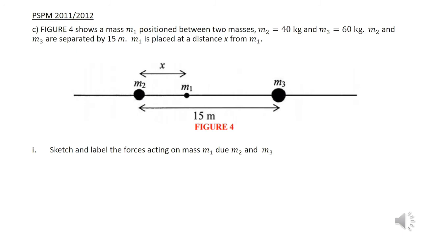Okay, next we move to SPM 2011-2012, where we have three bodies here. So we have M1, M2, and also M3. M2 and M3 are separated by 15 meter. First, sketch and label the forces acting on mass M1 due to M2 and M3. So we have the force on M1 by M2 to the left and the force on M1 by M3 to the right.